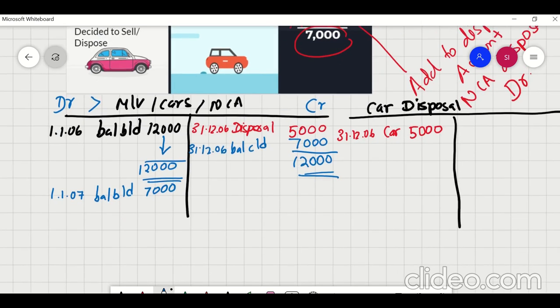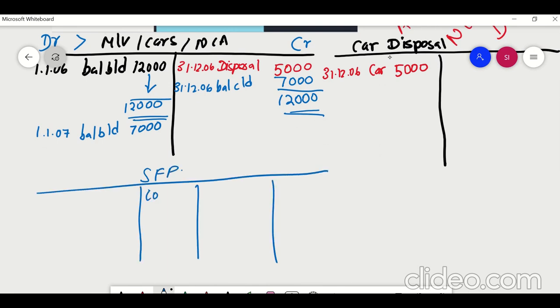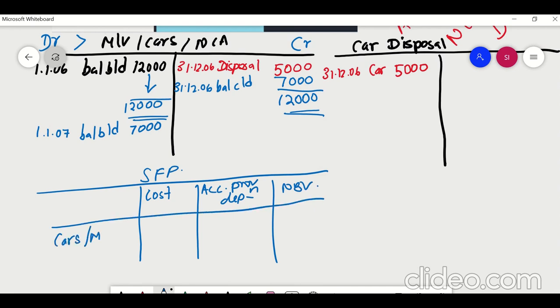Now this 7,000 will be the amount which will reflect in the statement of financial position at the end of the year. So in the statement of financial position, you get cost, accumulated provision for depreciation, and then you get your net book value. Over here, you write cars or motor vehicles, and the cost at the end of the year now is worth only 7,000.